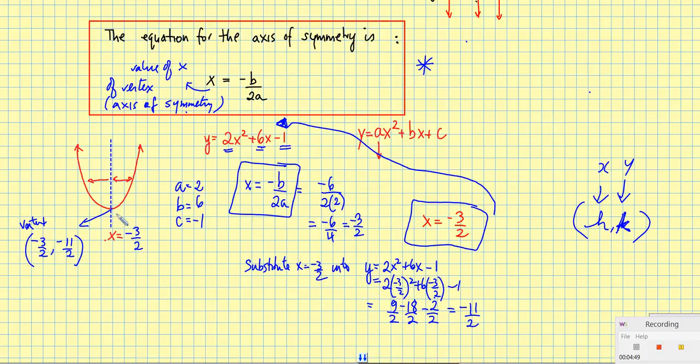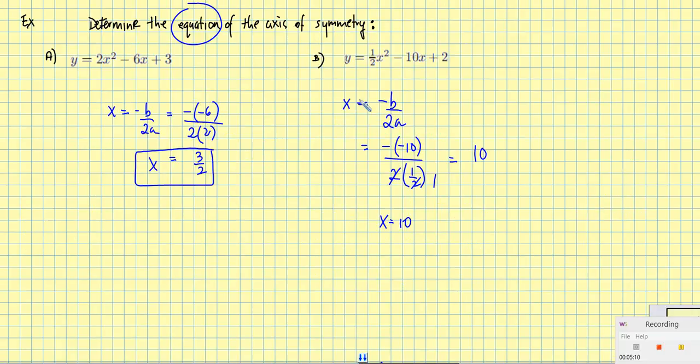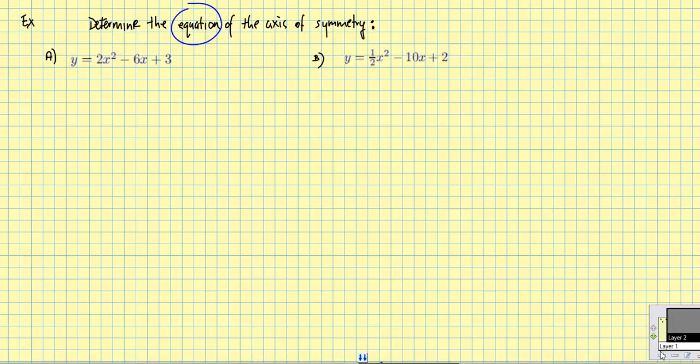So I know at this point that the vertex of my parabola has negative 3/2 and negative 11 over 2 in it. So that's its lowest point, because we know that our graph is facing upwards. All right, so in this next question, I have to determine the equation of the axis of symmetry.